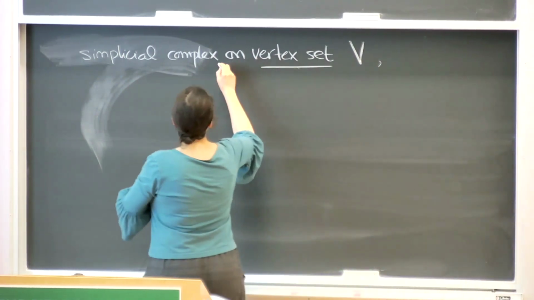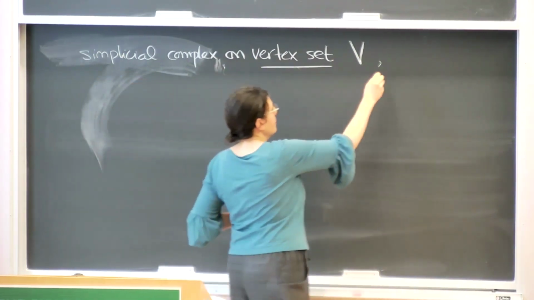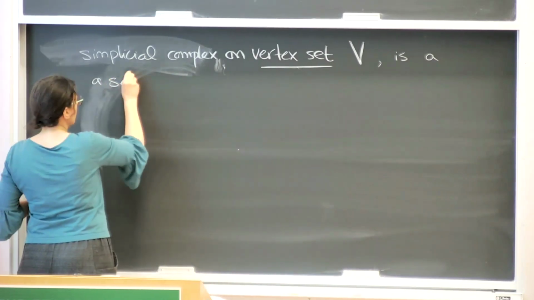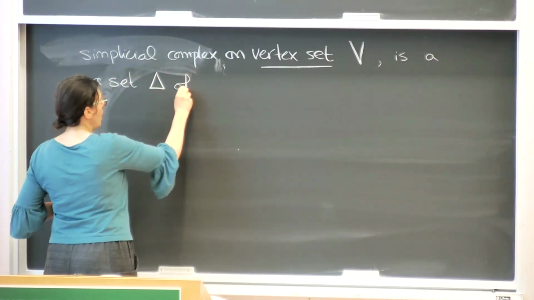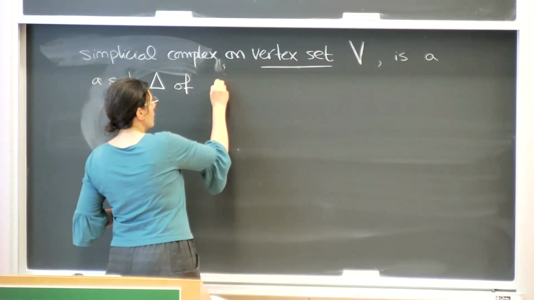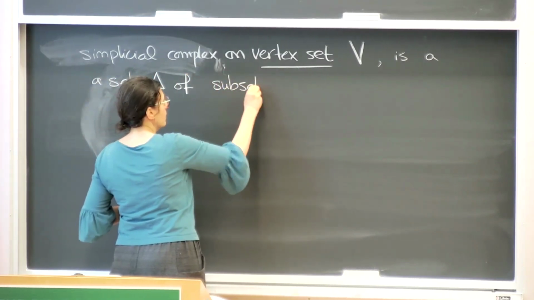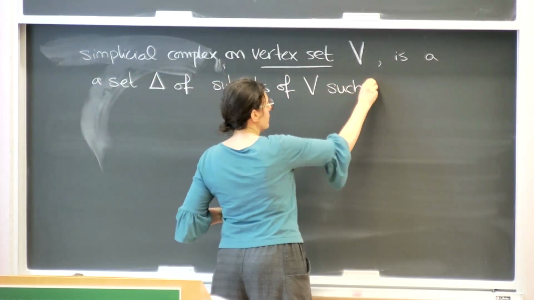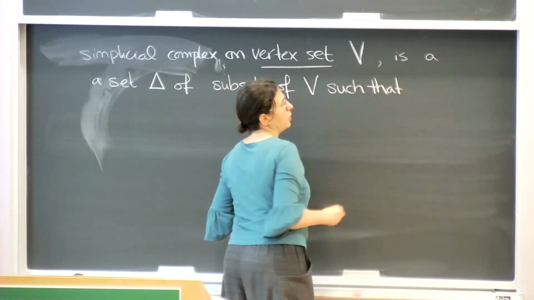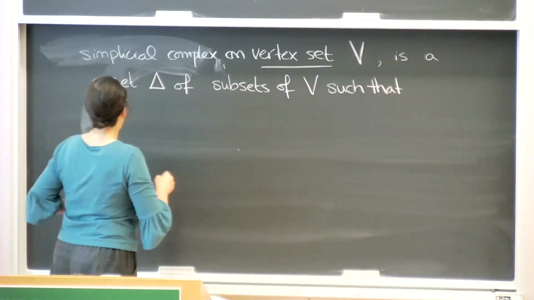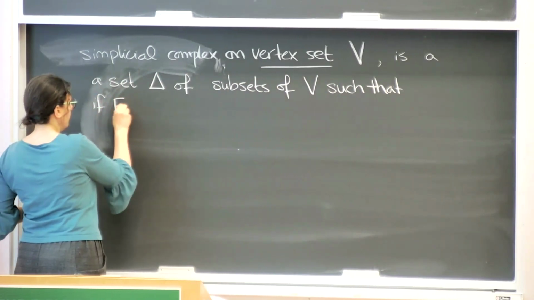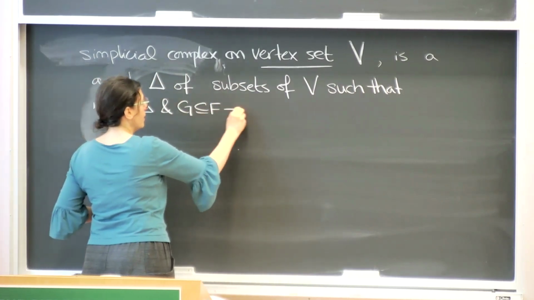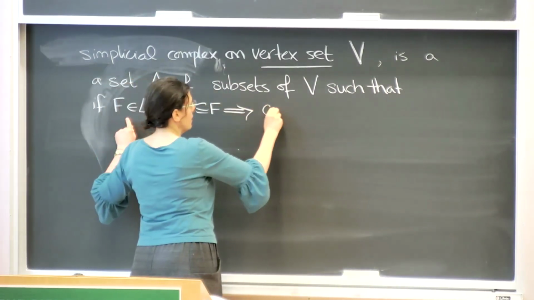So let's call this simplicial complex a set delta of subsets of V such that it's closed under taking subsets. That means if F is in delta and G is a subset of F, then G is in delta.